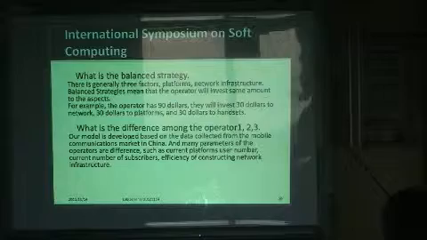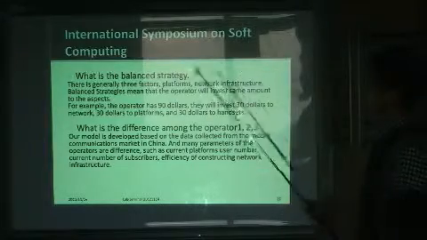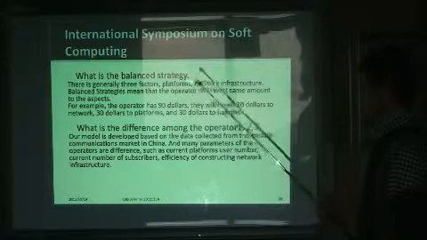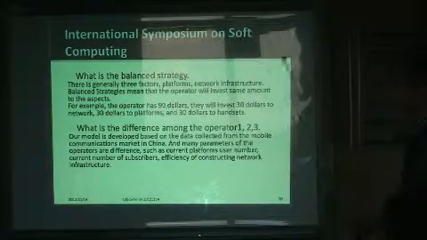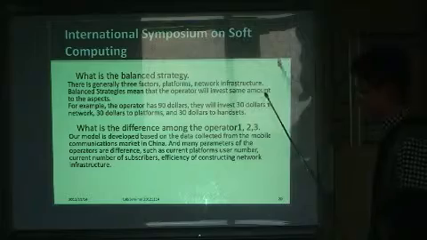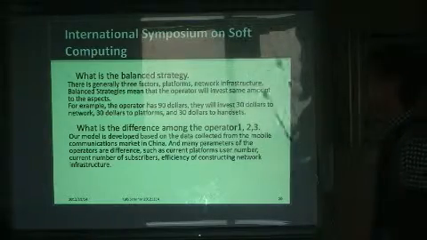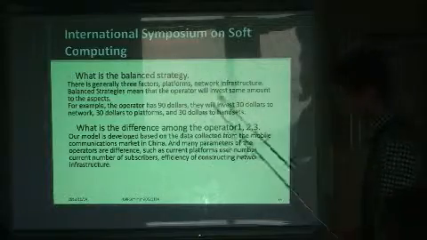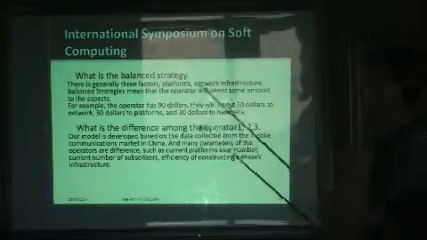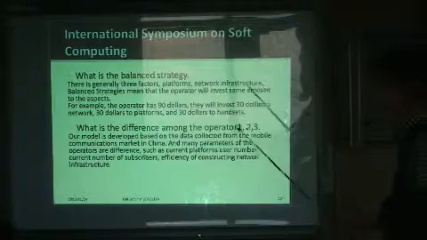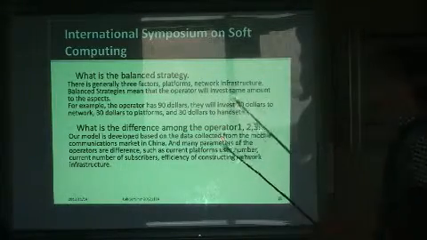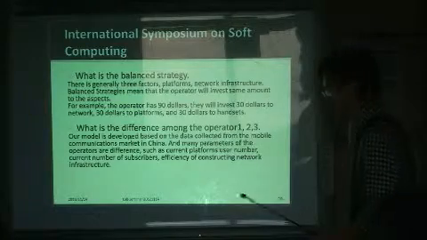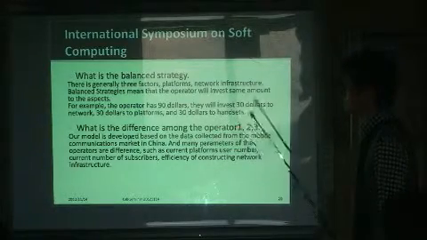Basically there were three factors: platform, network infrastructure, and handsets, terminals. Balanced strategy means that the operator will invest the same amount in the three aspects. For example, if we have 90 dollars, in a balanced strategy we'll invest $30 in network, $30 in platform, and $30 in handsets. So this is a balanced strategy.